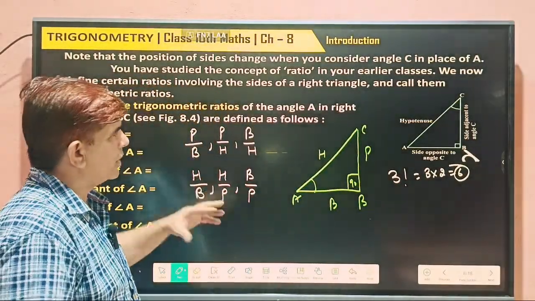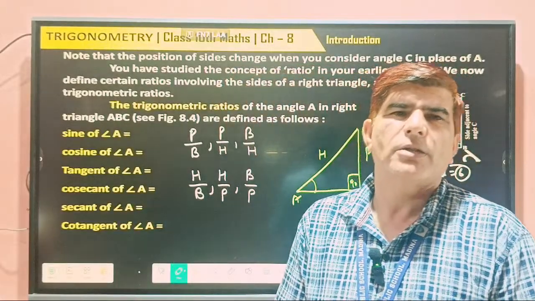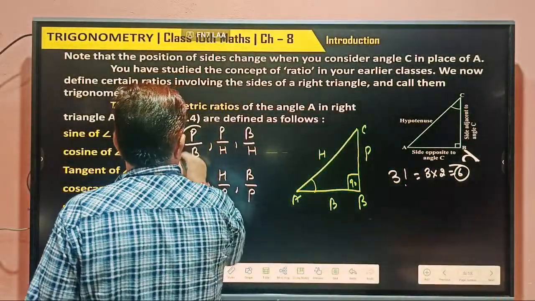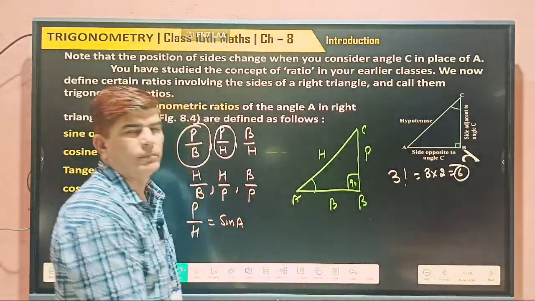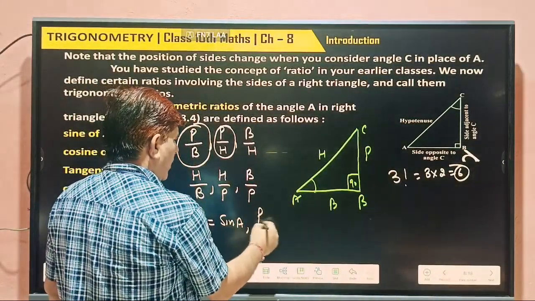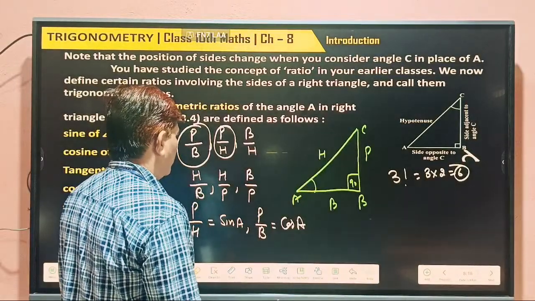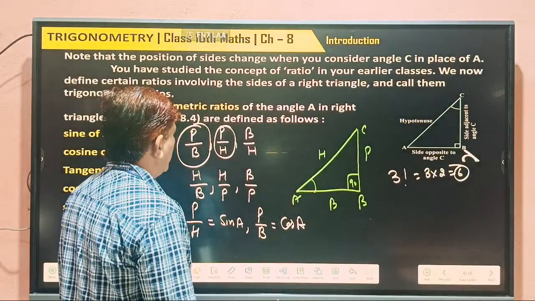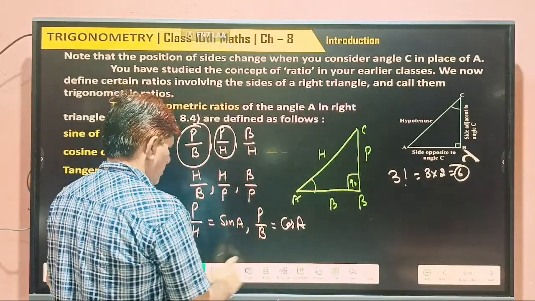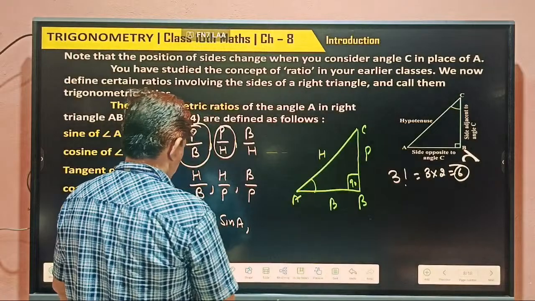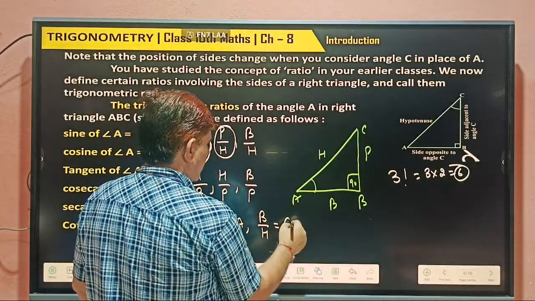So they are playing a match. They have taken all ratios and then given names, like X, Y, Z. Starting from P by H, they are saying sin of A. Then B by H, its name is cos of A. Understood? P for perpendicular, H for hypotenuse.